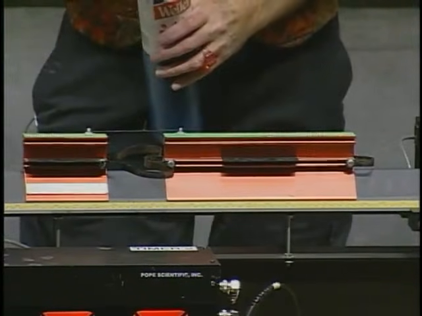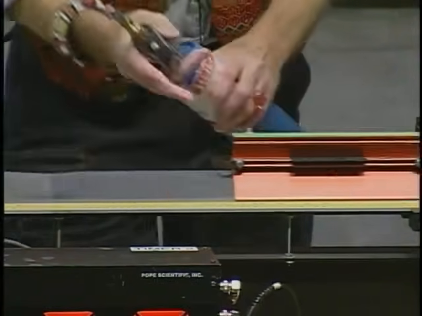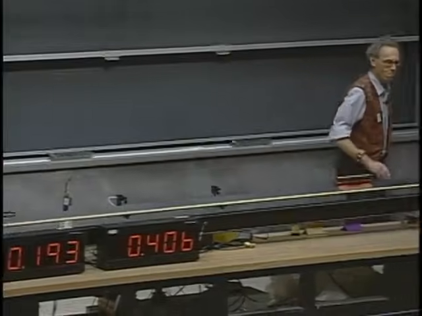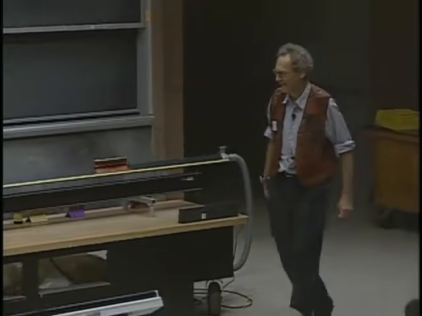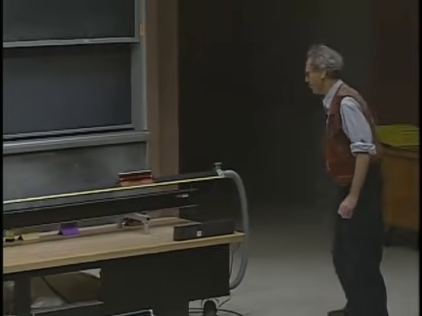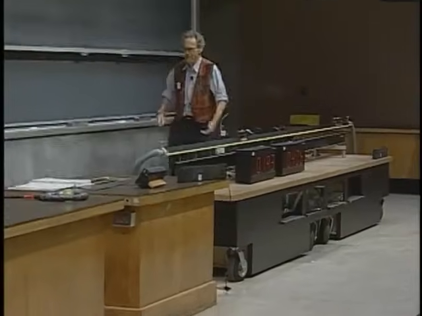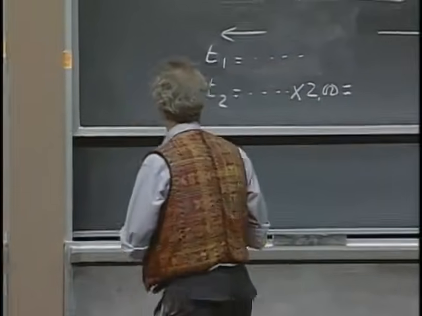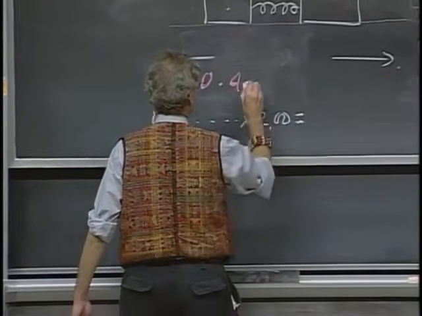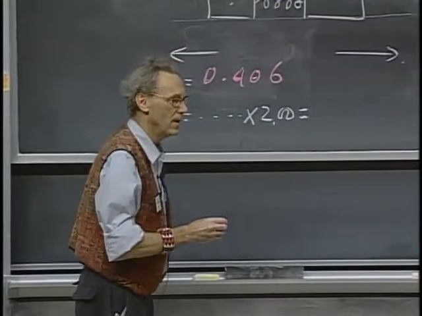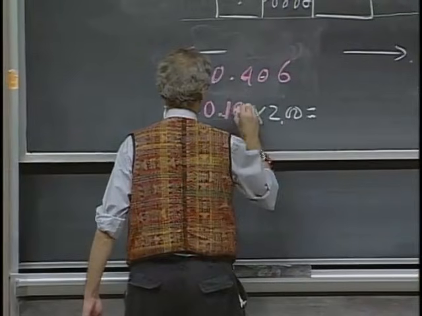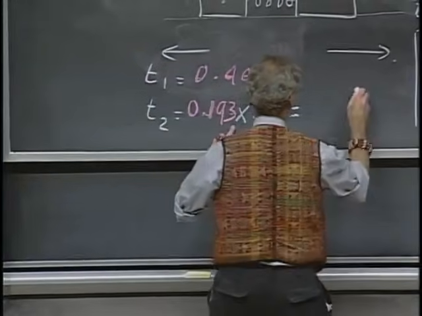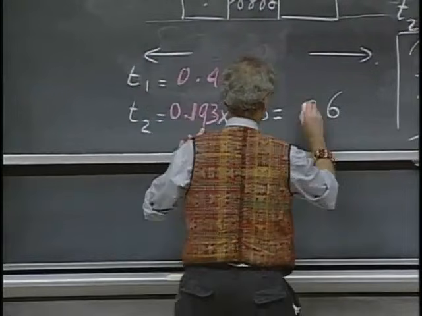Okay, there we go. What do you see? 406, 193. Whew! On the button! 406 and 193. 0.406, is that what you see? Yeah? And 0.193. Now I don't even need my calculator to multiply this by 2. I can even do that by heart. 9, 3.